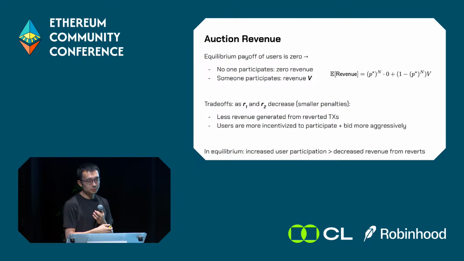And in our model, participation is basically affected by the cost of a failed participation. If you make that 0, everyone will always participate. And that's how you maximize auction revenue.